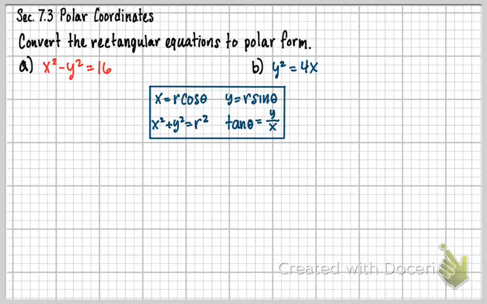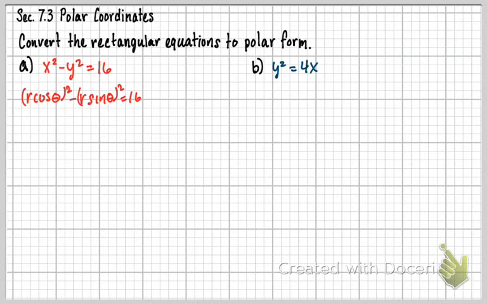So that's just going to be r cos theta squared minus r sine theta squared equals 16. Now what I'm going to do is square them and simplify them as much as I can. Done with the equations now, so this is just going to end up being r squared cosine squared theta minus r squared sine squared theta equals 16.